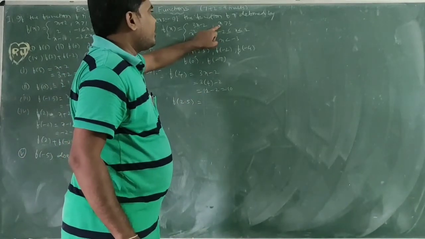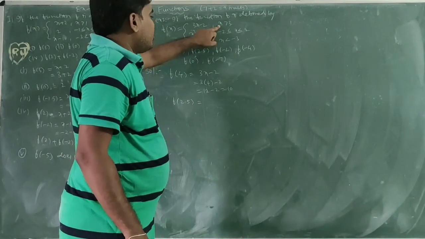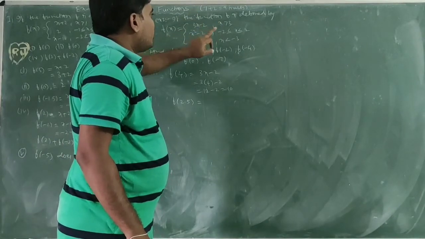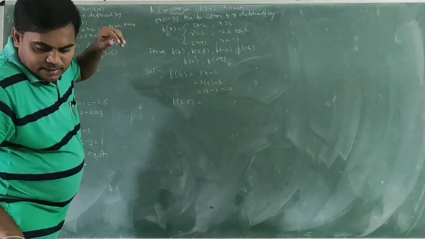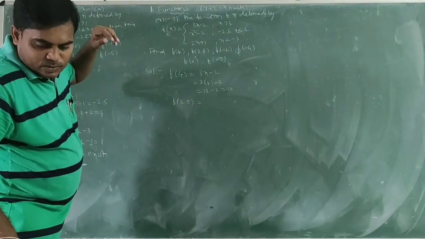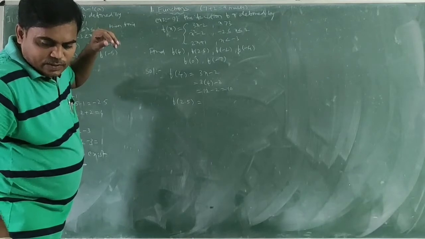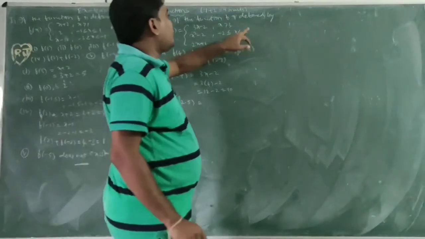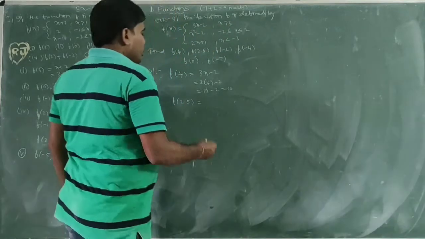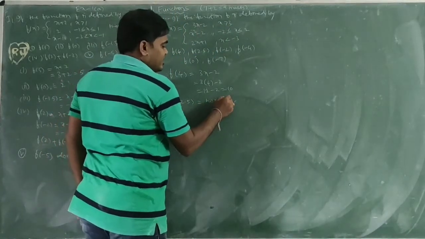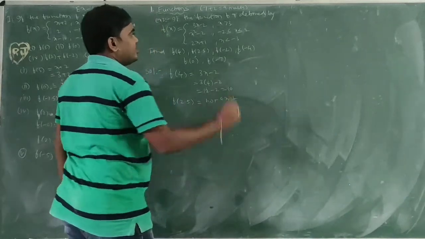Next, f of 2.5. 2.5 won't satisfy this condition, x greater than 3, nor minus 2 less than or equal to x less than or equal to the upper limit. Between 2 and 3 there isn't any definition given. So this value does not exist.